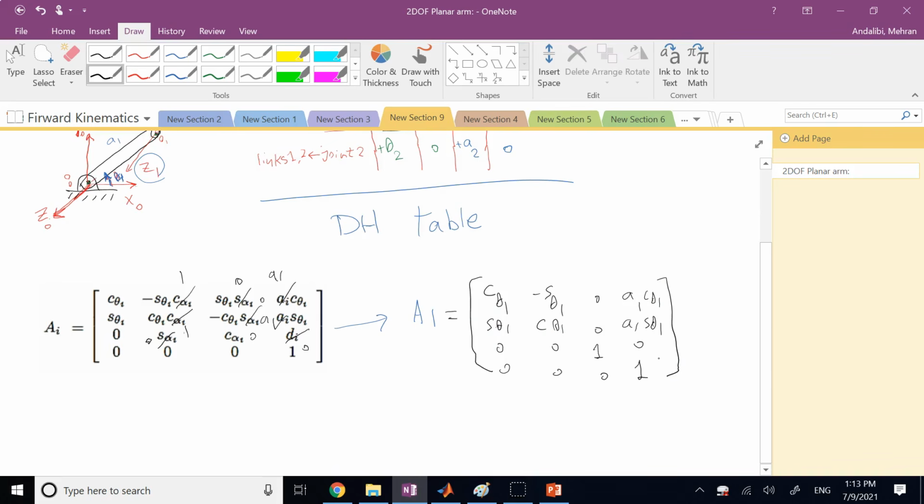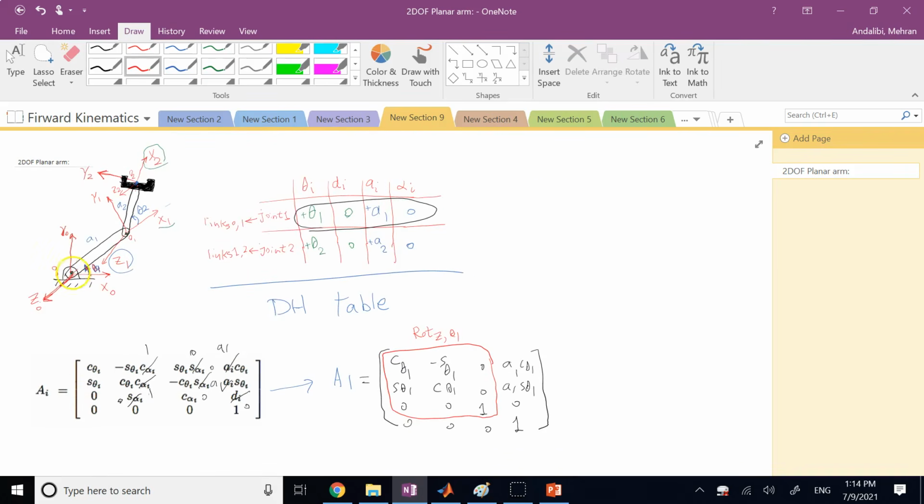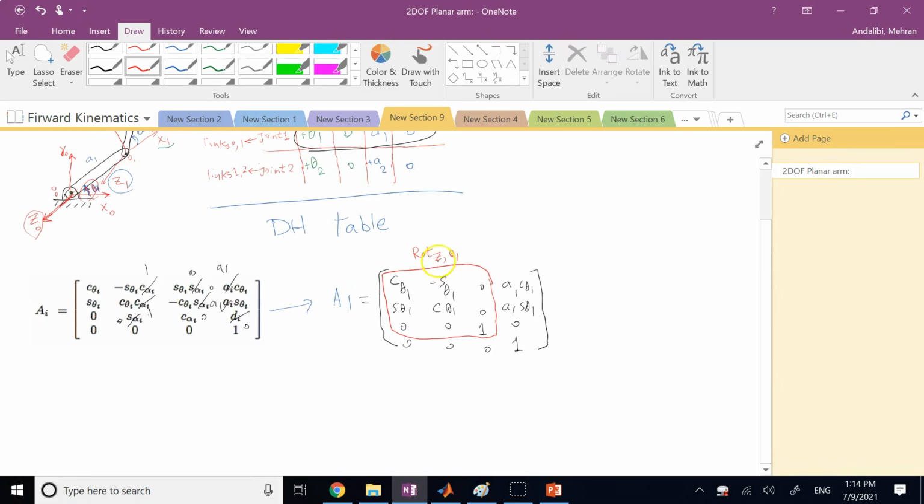Now, does that make sense? Absolutely. Why? Because if you look at the rotation matrix part of it, what is this? This is a rotation about the z-axis with angle theta 1. And of course it is. Because if I want to go from frame 0 to frame 1, I definitely need to rotate about the z-axis with angle what? Theta 1. So it absolutely makes sense. And if you want, I can call it rotation about z0.